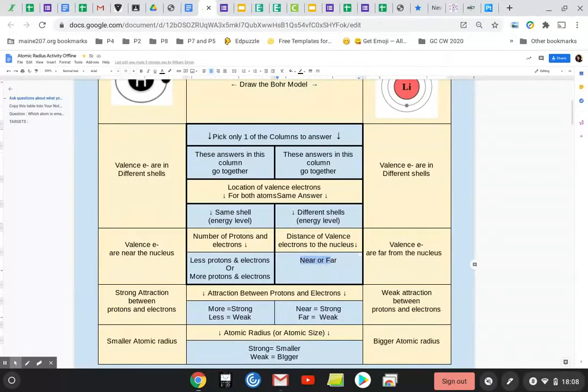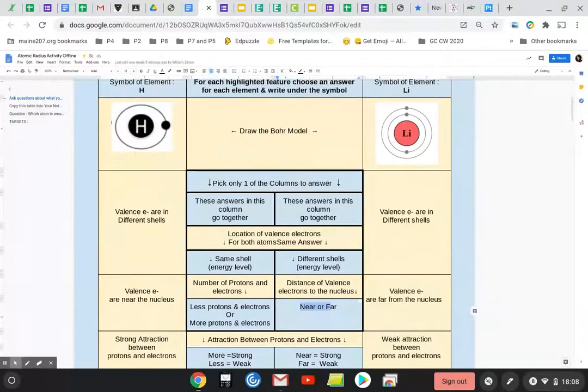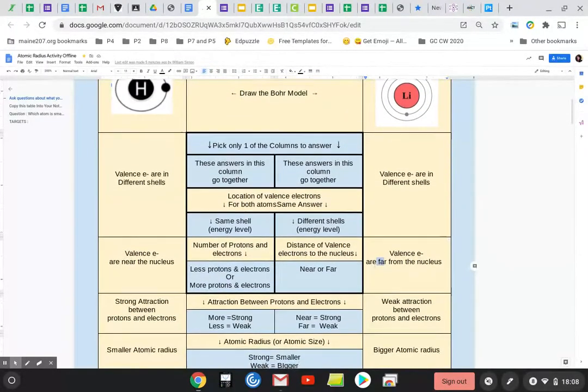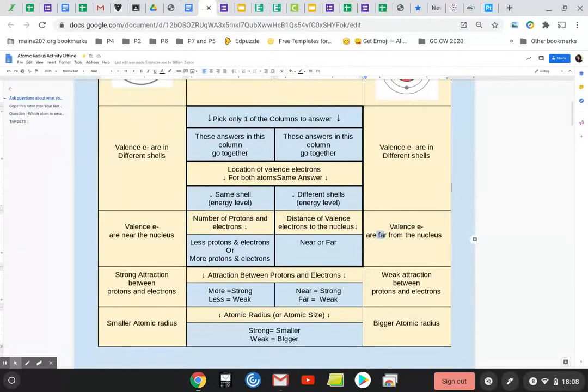Okay, so we go back and look at our models, and we see that hydrogen's valence electrons are in the first shell, lithium's in the second. So hydrogen has valence electrons that are nearer or closer to the nucleus, whereas lithium has valence electrons that are farther from the nucleus. Now that we filled out that part of the chart, we're going to talk about the attractions between the protons and electrons. And once again, we follow down the columns. More protons and electrons mean a strong attraction, but we're not on that example. We're on near and far.